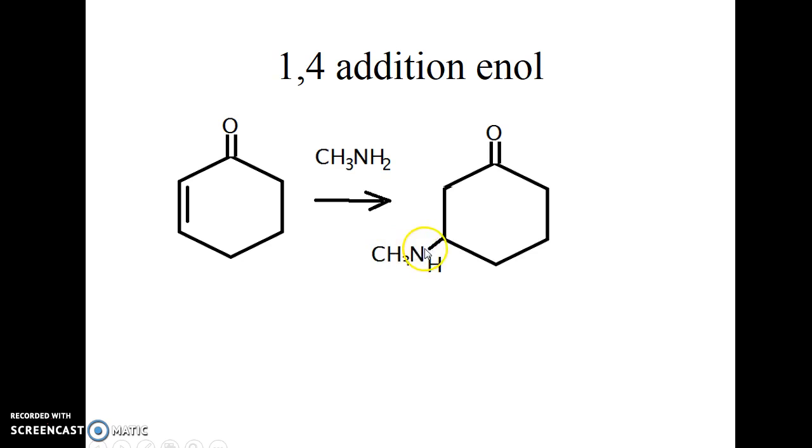But what's the net addition? You can see the net addition is the nitrogen adds here, and the hydrogen comes off the nitrogen of the amine, and that other one adds there. So it looks like 3,4 addition.